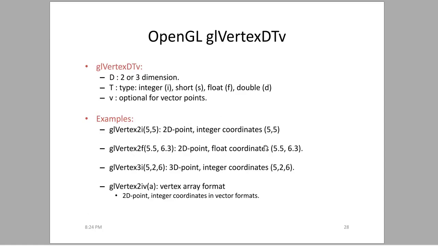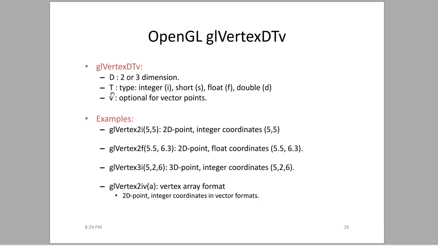So here we have OpenGL glVertex dTv. This is a general definition of how to have a vertex. glVertex dTv, what does that mean? glVertex is a function to have a vertex or a point on the screen, and it takes many different versions, in three different forms. D means 2D or 3D. So you can have glVertex2 or glVertex3. 2 means it takes two dimensions, x and y only. 3 means it will take x, y and z.